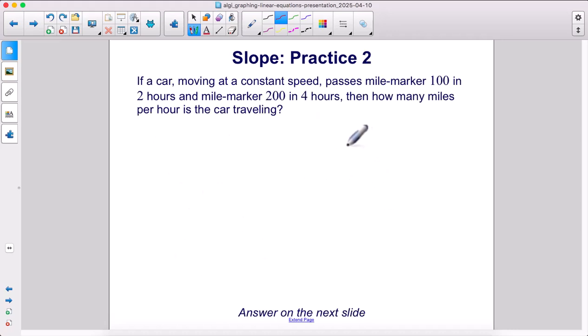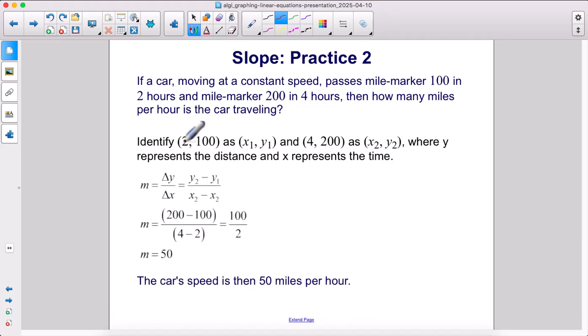If a car moving at a constant speed passes mile marker 100 in 2 hours and mile marker 200 in 4 hours, then how many miles per hour is the car traveling? Let's identify (2, 100) as our first point, (x1, y1), and (4, 200) as our second point, (x2, y2).